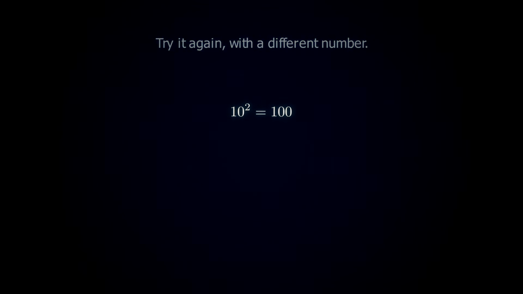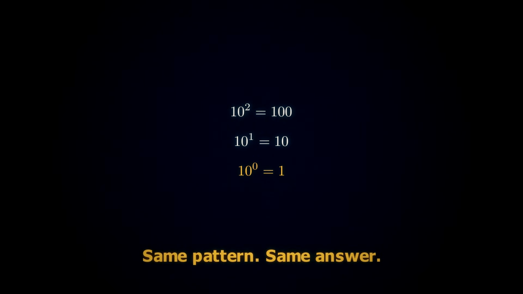Try it again with a completely different number, just to make sure this is not a coincidence. 10 squared is 100. 10 to the first is 10, which is 100 divided by 10. Follow the pattern down one more step, and 10 to the 0 is 10 divided by 10. That is 1 again. Two different numbers, 2 and 10. Same pattern, same answer. 1.